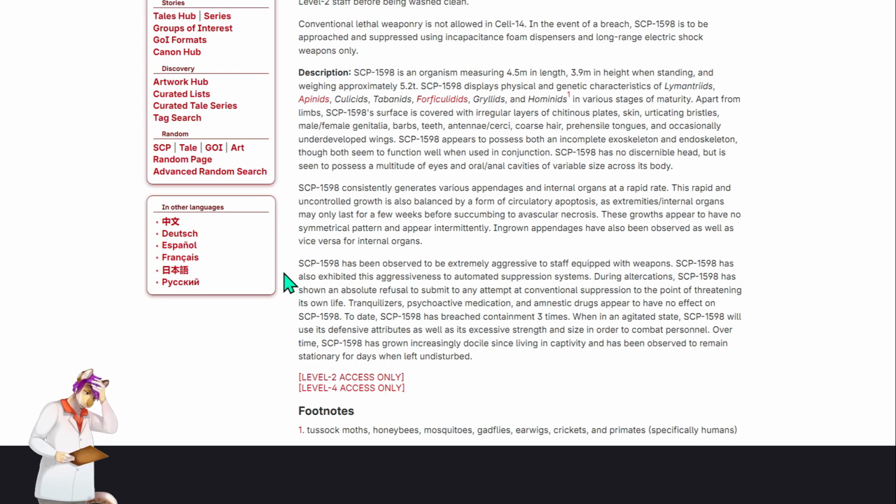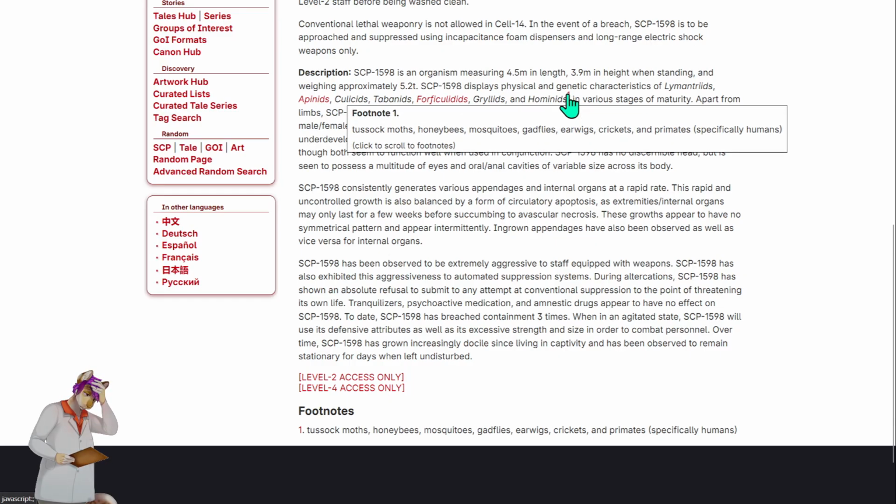SCP-1598 is an organism measuring 4.5 meters in length, 3.9 meters in height when standing, and weighing approximately 5.2 tons. It displays physical and genetic characteristics of limantrids, aphanids, tulicids, habitids, chlorophyculidids, brillids, and hominids in various stages of maturity. Tussock moths, honeybees, mosquitoes, gadflies, earwigs, crickets, and primates, specifically humans.